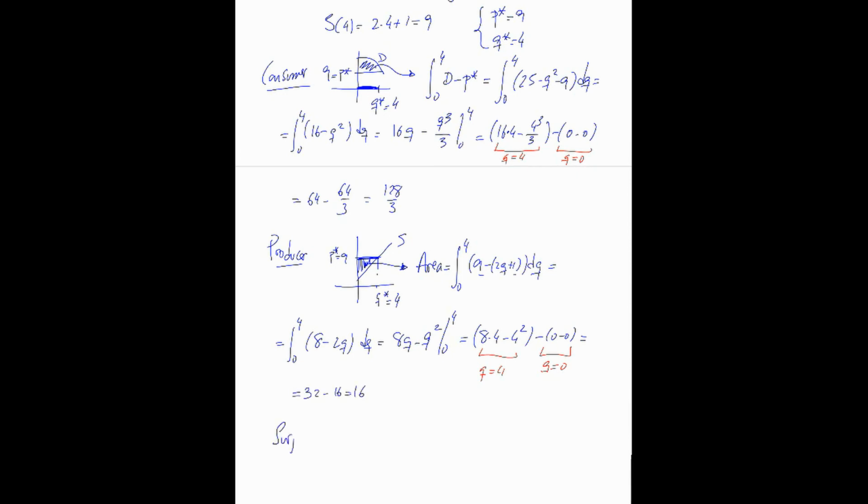So the surpluses in this case are, for the consumer, 128 divided by 3, and for the producers, 16.